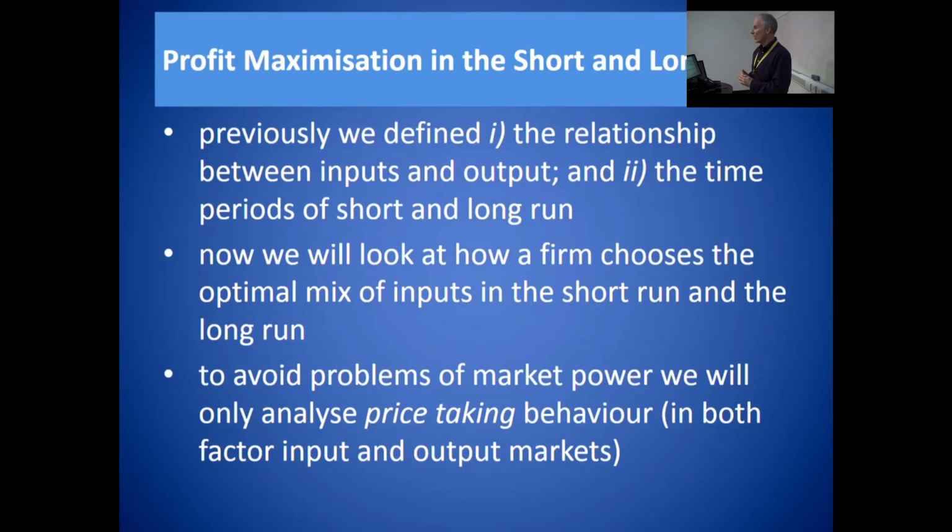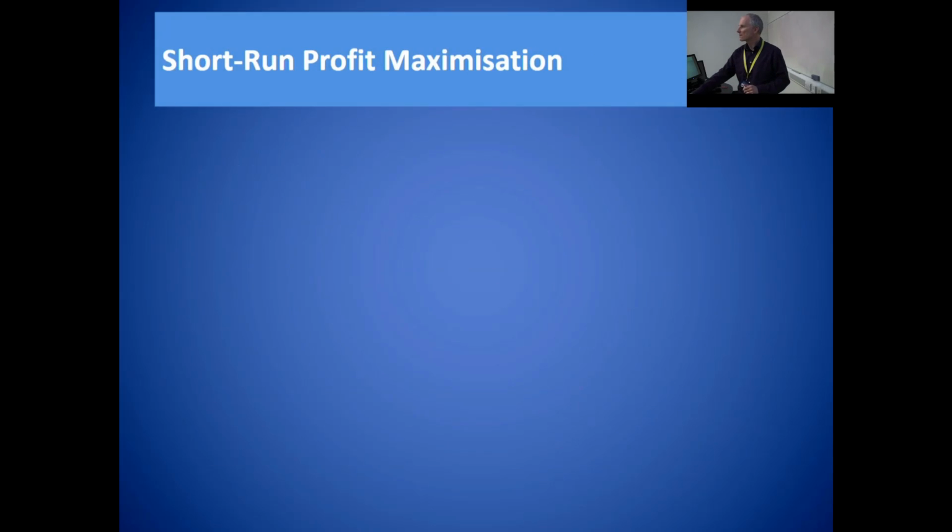So, with that in mind then, we're going to look at this sequentially. First of all, we're going to look at a price-taking firm in the short run, and how a firm decides upon the optimal mix of factor inputs. Then when we've done it for the short run, we'll look at the long run, that time period where everything is variable. So, that's the scene set. So, firstly, how does a firm choose what factor inputs to use to produce its output in the short run? That time period over which only one of its factor inputs is variable.